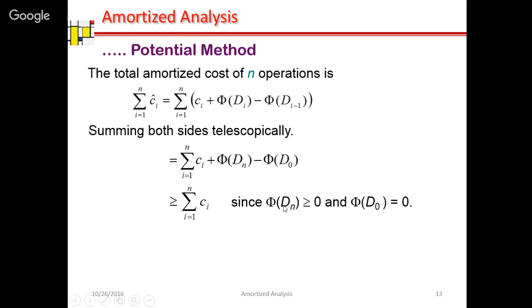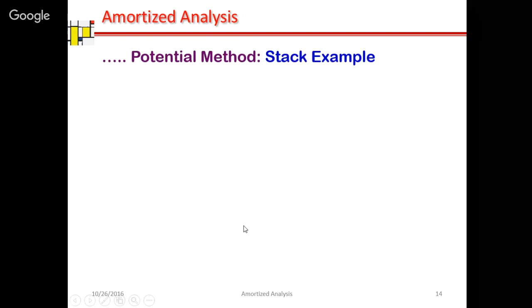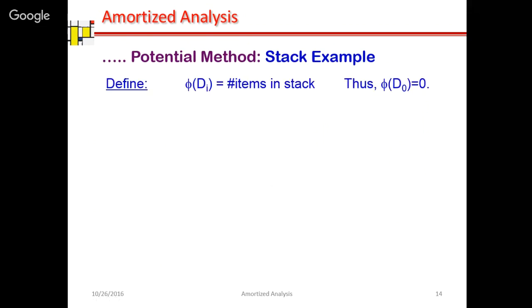Since Dn is greater than or equal to 0, and D naught equals 0, therefore this part will die off, leaving the summation of the actual cost. As we continue with the stack example, we see that Di is the number of items in the stack, and D naught equals 0, that's the first, when the stack is empty. So let's plug into this.